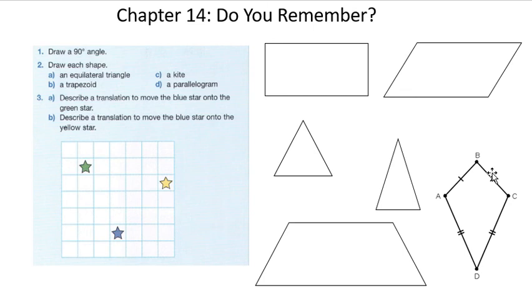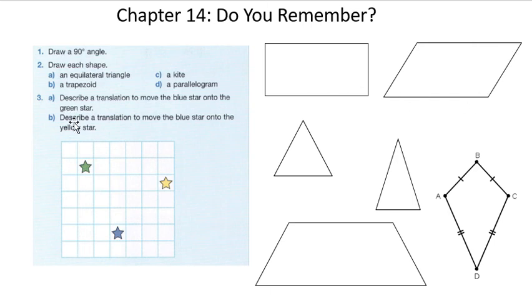This hash mark and this hash mark are the same, indicating that this side is the same length as this side. And a parallelogram is right here. This parallelogram right here has opposite sides that are parallel. So this side is parallel to this side, and this side is parallel to this side.